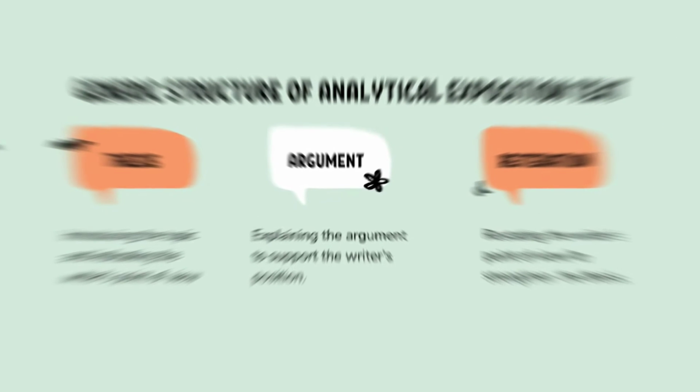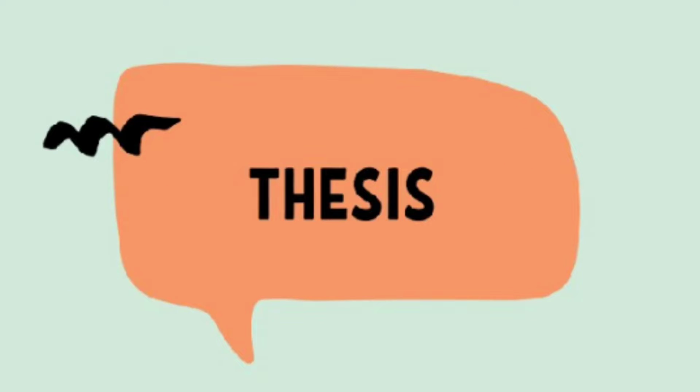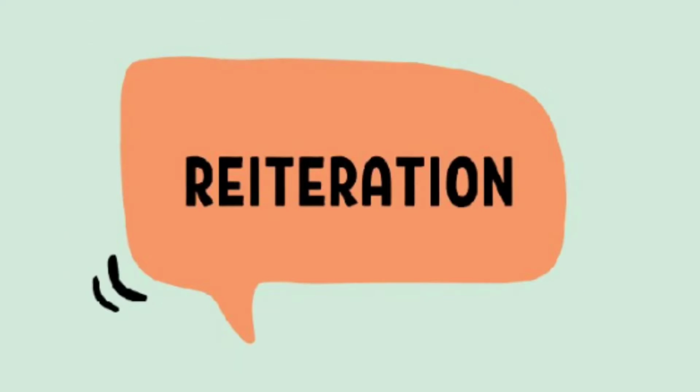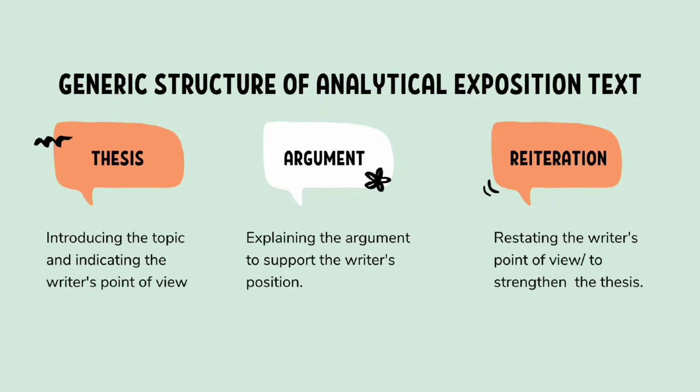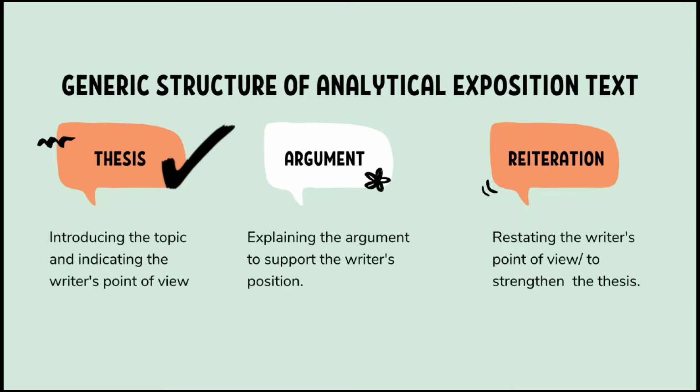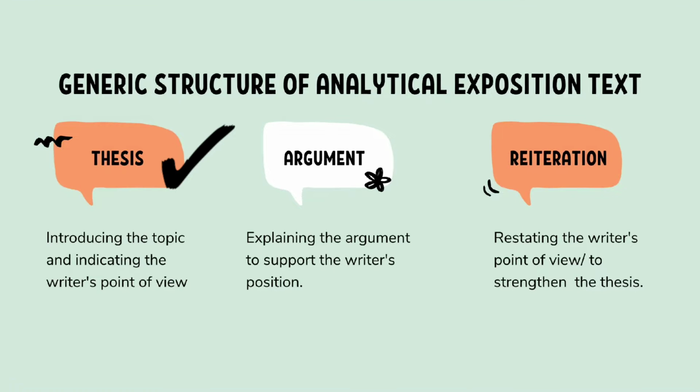The generic structure of analytical exposition consists of thesis, arguments, and the reiteration or conclusion. Let's start with the first part of writing an analytical exposition, namely the thesis. You can write down what we will discuss or convey in this part. It can also include the reasons that cause the phenomenon or issue to occur, so that the readers can predict why we explain our opinion on the chosen topic. The thesis section is generally located in the first paragraph.